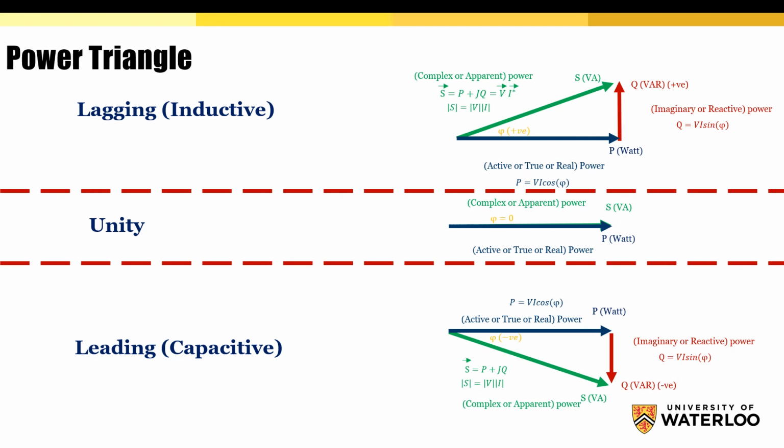And this power triangle could be lagging for inductive, so the power triangle will be in this direction. Could be leading for capacitive, so the power triangle will be in this direction. And could be unity, which means that the P and S are the same, and we do not have any reactive power.